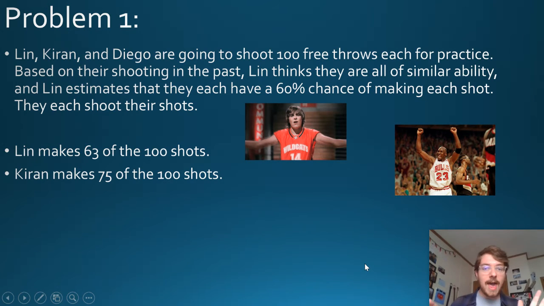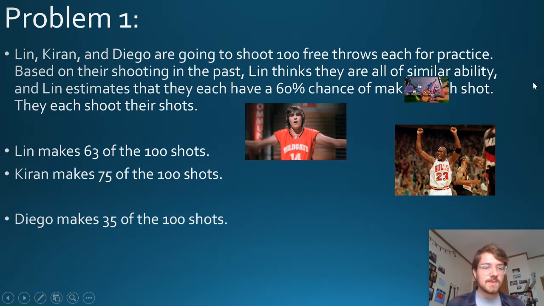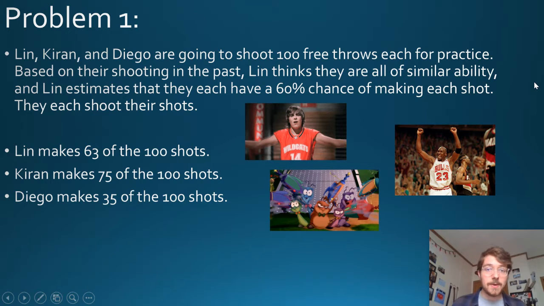Then Kieran shoots his shots. He makes 75, and now it's kind of off. It's a little higher than expected, but it's still in that 10 to 20% range of what was expected, so I think that's still pretty okay in a scenario like this. A little off, but nothing crazy. And then my last guy, poor Diego, only makes 35 of the 100 shots. Now, this is where things get kind of weird.